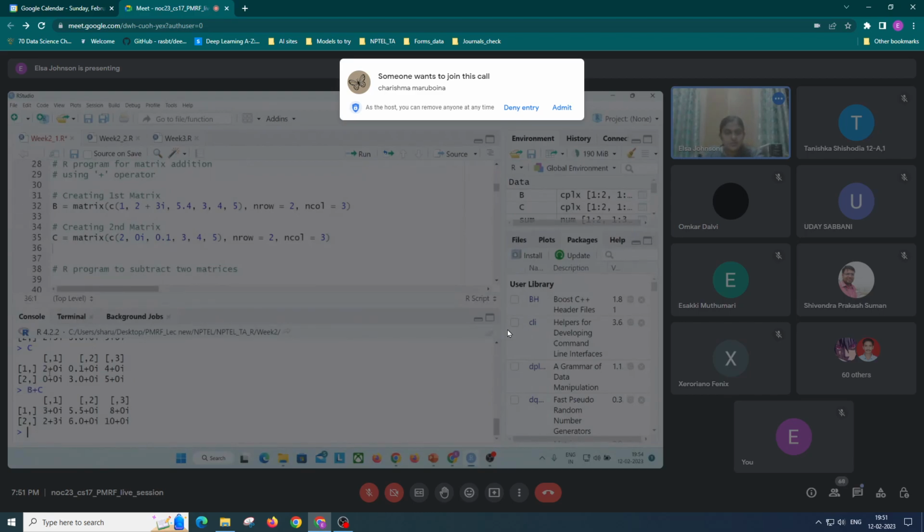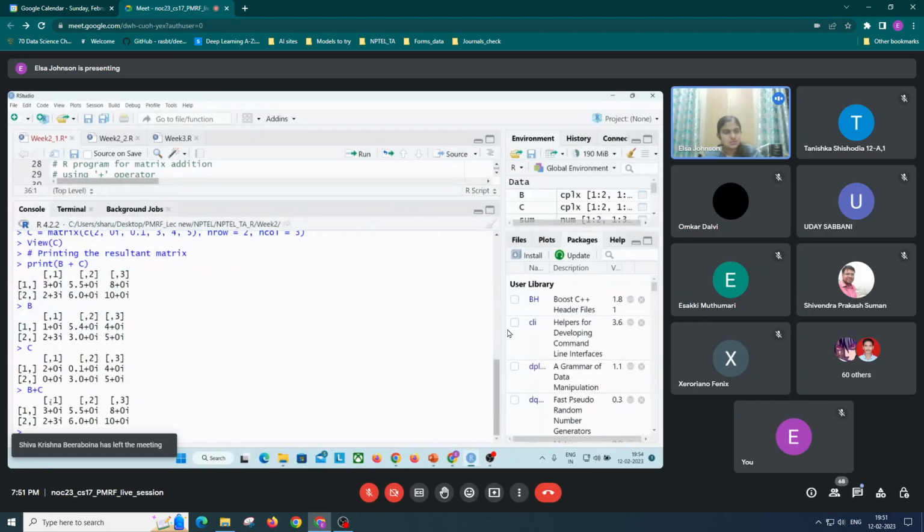So how is it coming? You can see 3 when B plus C was done. So this is B and C. Then this one. Element wise it has done. You can compare how it is looking.